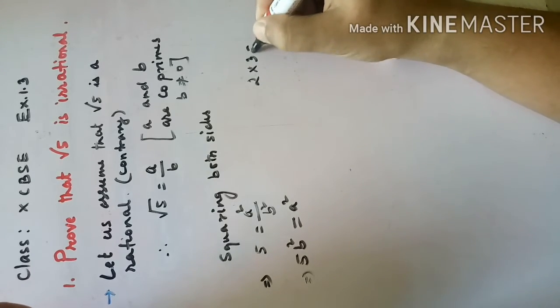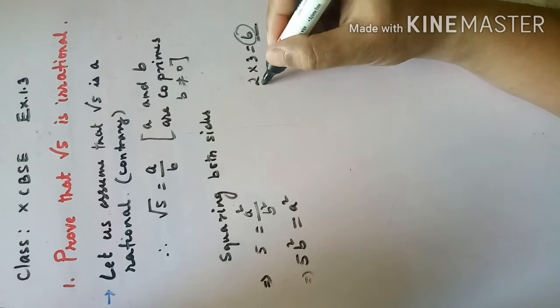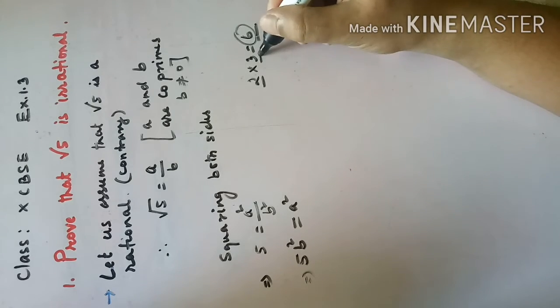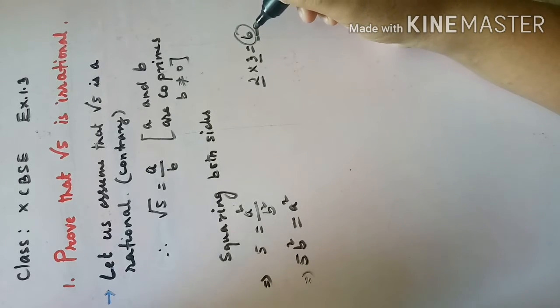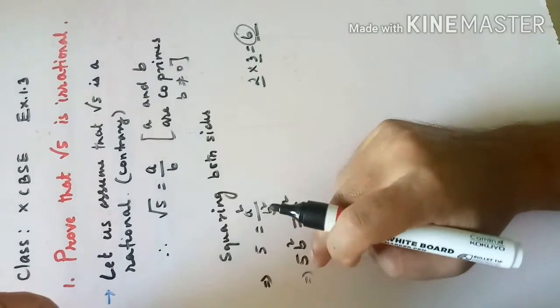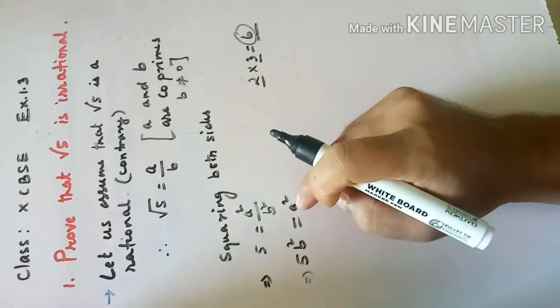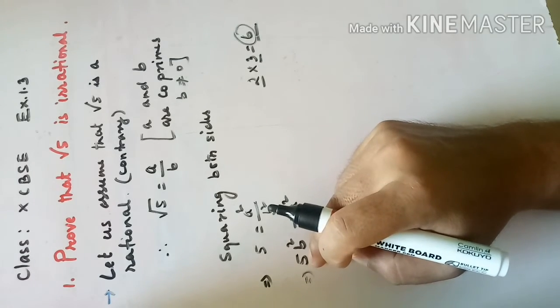Let us see here: 2 into 3 is equal to 6. 2 and 3 multiplying, the answer is 6. So this 6 will be divisible by 2 and also divisible by 3. Here we don't know what numbers a and b are, they are integers. So 5 and b square multiplying, the answer is a square, so compulsorily a square will be divisible by 5.